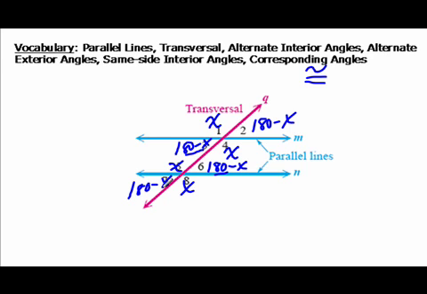So out of all these different types or pairs of angles, again, alternate interior are always congruent, or equal. Alternate exterior are always congruent. Same side interior are always supplementary, and corresponding angles are always congruent. Any questions or concerns so far?